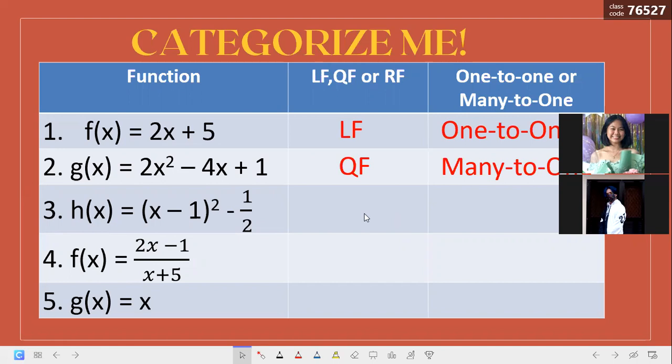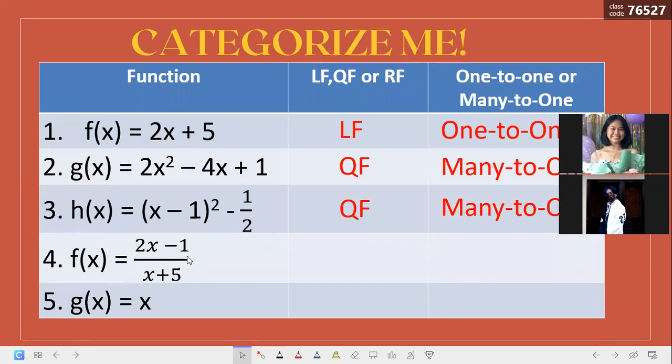Ma'am, I think it is quadratic function. It's a quadratic function. What made you decide that this is a quadratic function? Quantity x minus 1 po, squared. Okay, thank you, Franz. Because of the exponent, it is a quadratic function na siya. So remember with this expression, you need to square this. And since the degree is 2, then again, it's a many-to-one.